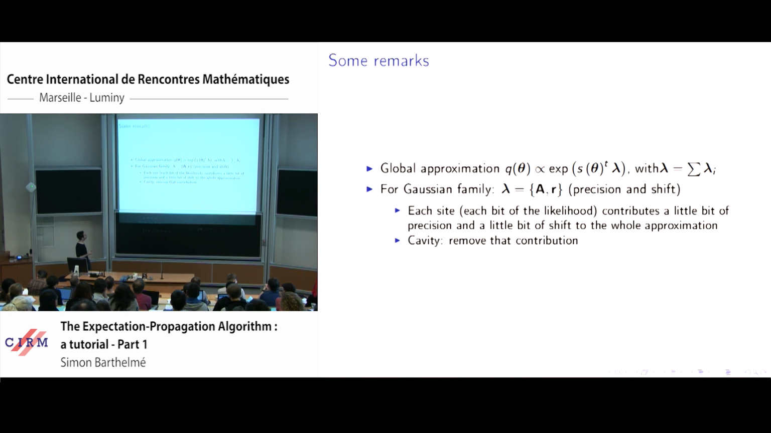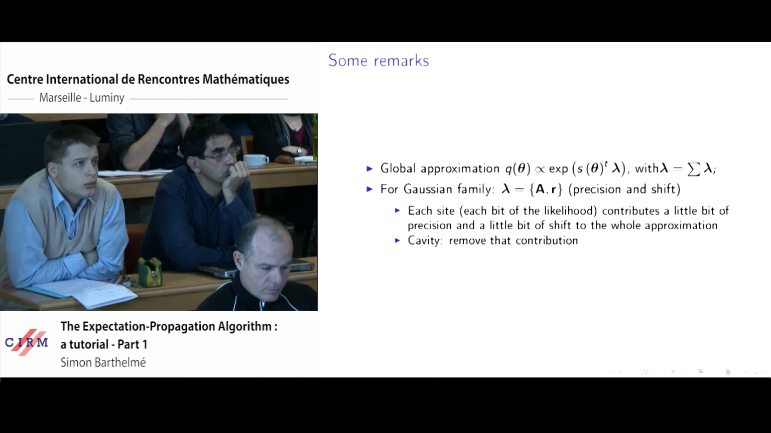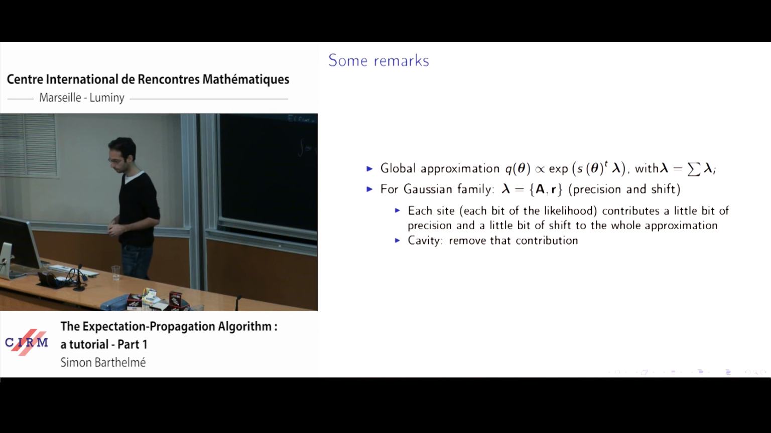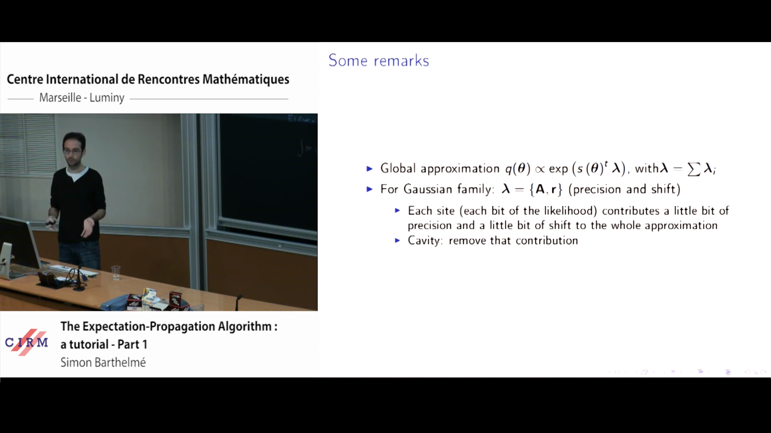So our global approximation is then this Gaussian here with the sum of the contributions from each site. One nice way of thinking about it is that each bit of the likelihood at the end of the day contributes a little bit of additional precision and a little bit of shift. So the role of each part of the likelihood is to shift you towards a certain part of the space and add precision. That's what likelihood is supposed to do. Okay? And forming a cavity just removes that contribution from the global approximation.